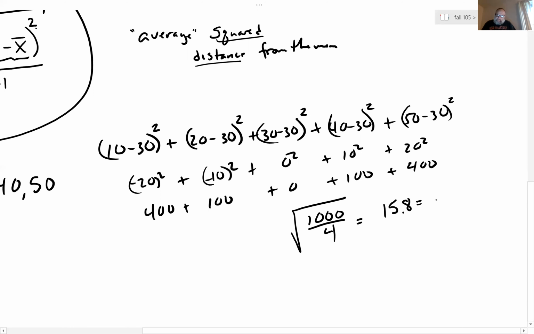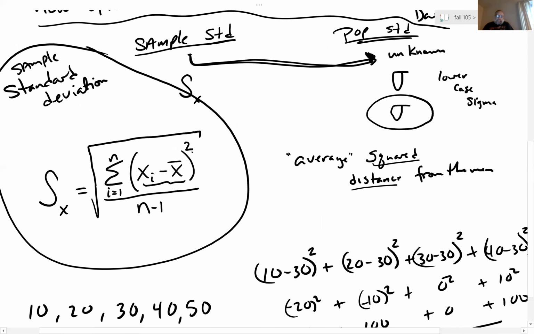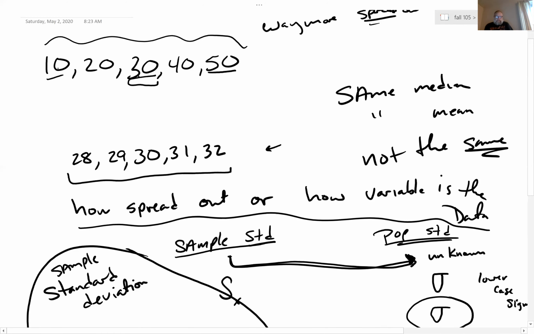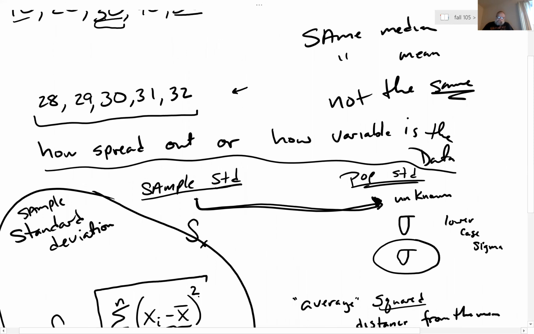15.8 is my sample standard deviation from right here. You're like, I don't really know what that means, Jay. Again, we're trying to get an average distance from the mean, okay? Approximately an average distance. Well, if you come back up here, this one's 10 away, this one's 10 away, this one's 20 away, this one's 20 away. You've got those values, and you're like, I get a 10 and a 10 and a 20 and a 20. I feel like it should be 15. Again, it would be 15, all right?